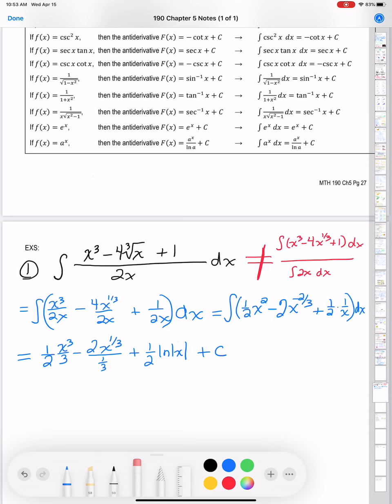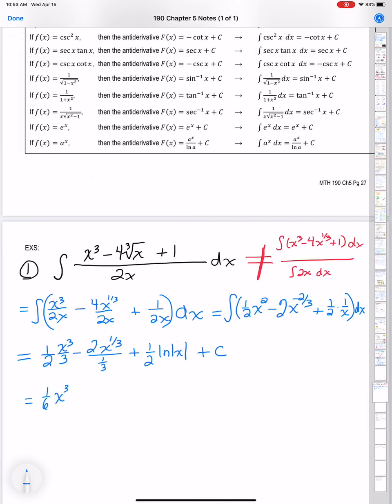So the only other thing I want us to do is clean this up a little bit. So the first term here is a 1/6 x to the third. Dividing by 1/3 is like multiplying by 3, so this is going to be minus 6, and our x to the 1/3, or cube root if you prefer. And then we'll just leave this as 1/2 natural log absolute value of x plus c, but just at least cleaning up those complex fractions.